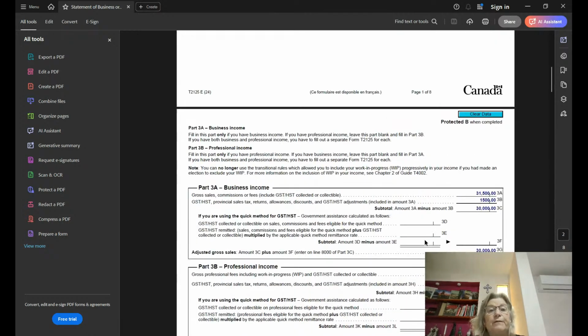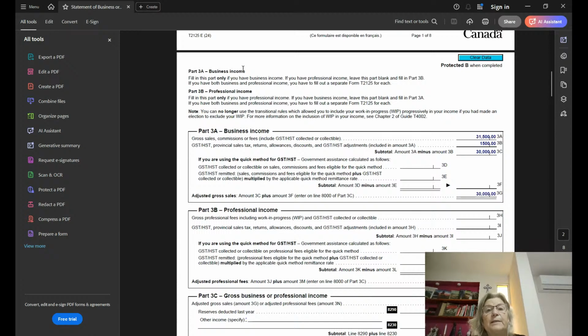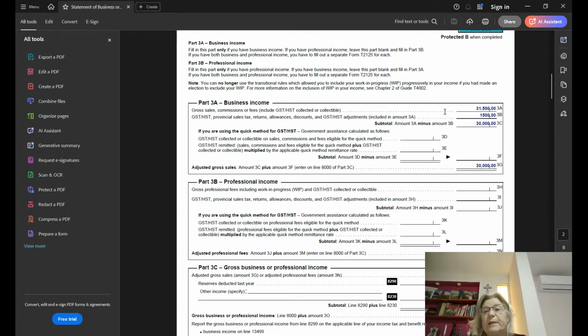Page 2 of the form. Are you business income, professional income? I filled out the business income section here. I could have filled out the professional income. I largely do a lot of education right now. I'm not doing a lot of public practice work. I'm not licensed. I'm an educator now and more of a consultant. So I've chosen to put my income here.